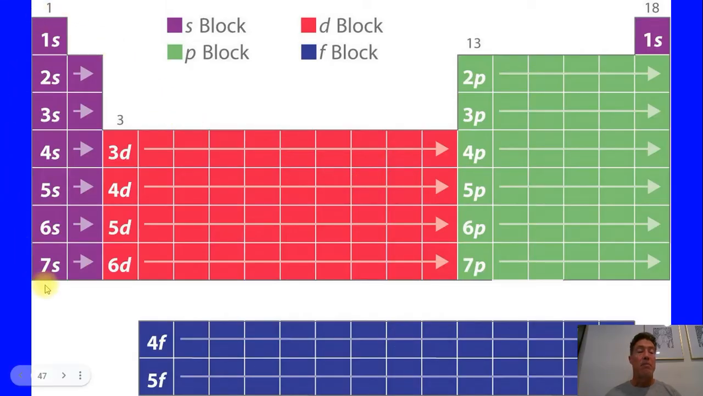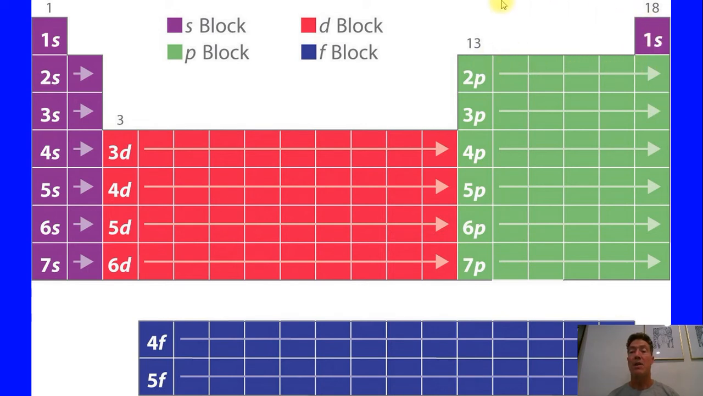Now we identify various parts of the periodic table by their electronic configuration. So this group here is the S1 group, and this would be the S2 group. So together this is the S block. Here would be your 2p's, and since there are 6 of them, this would be 2p1, 2p2, 2p3, 2p4, 2p5, 2p6. So this would be considered the P block.